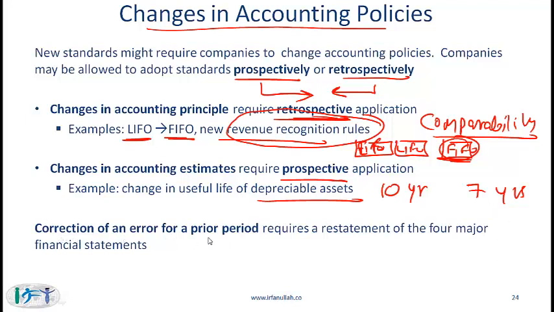Correction of an error for a prior period requires a restatement of the 4 major financial statements. If a company is making corrections very often, then that is a negative signal, and analysts will generally avoid investing in companies which make frequent corrections.